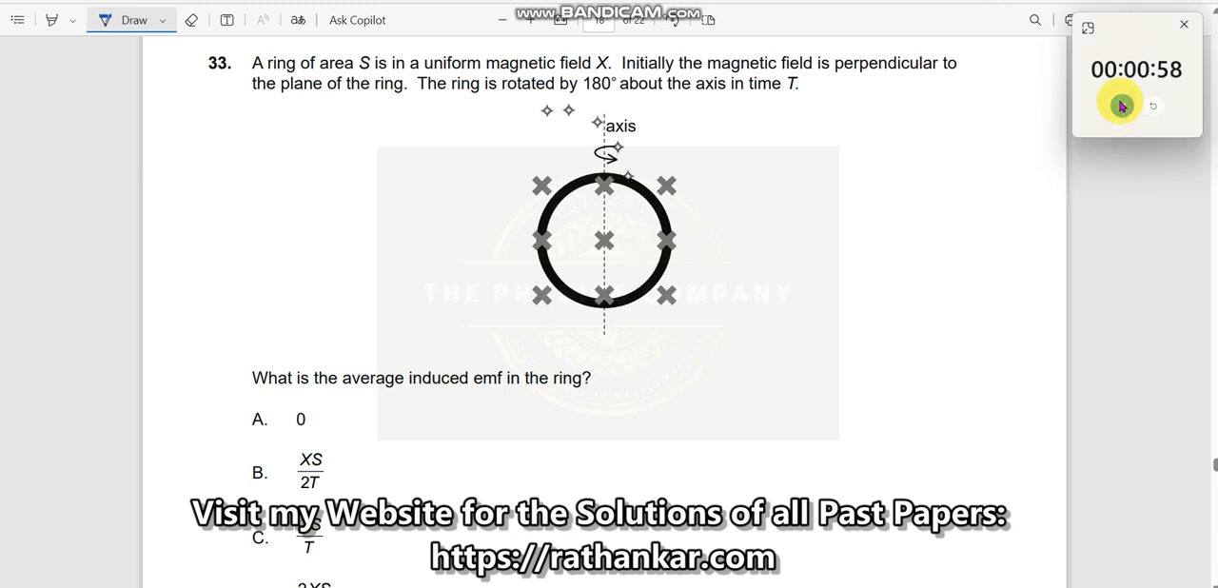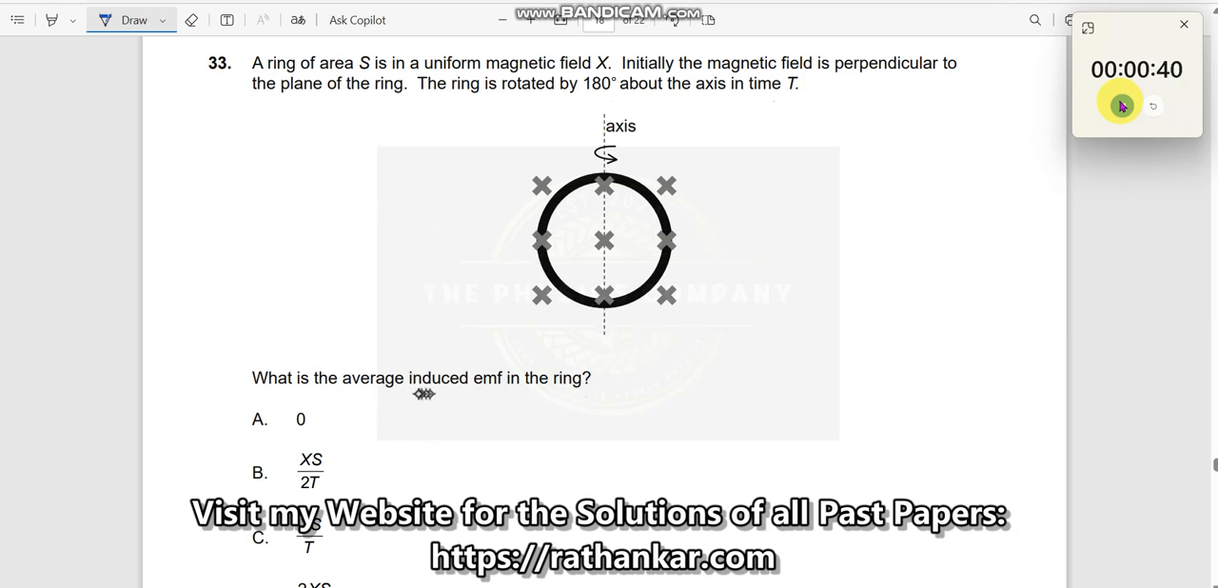Question number 33. A ring of area S is rotating in a uniform magnetic field X. Initially, the magnetic field is perpendicular to the plane of the figure, going inside. The ring is rotated by 180 degrees, flipping the ring about the axis in time t. What is the average induced EMF?